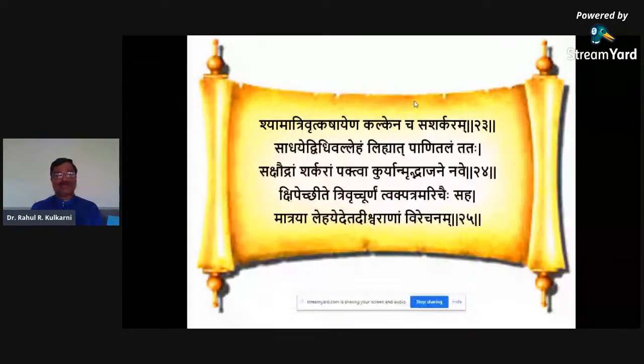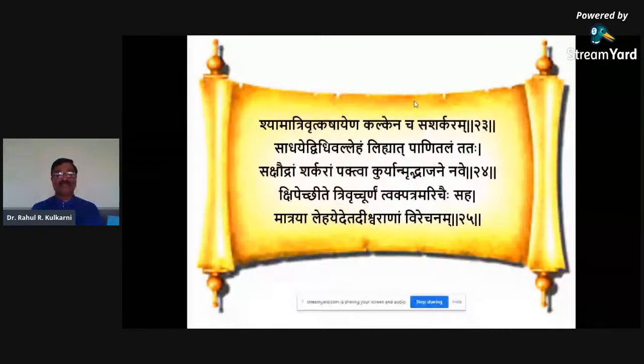Shama Trivrut Kashayena Kalkena Cha Sa Sharkaram Sadhet Vidivalleham Lihat Panitalam Tat. Means first the Kashaya has to be prepared with the Shama Trivrut Moolas, then the Kalka of Shama Trivrut and twice the quantity of Sharkara. So here the Shama Trivrut Kalka, Sharkara and the Kashaya are to be mixed.